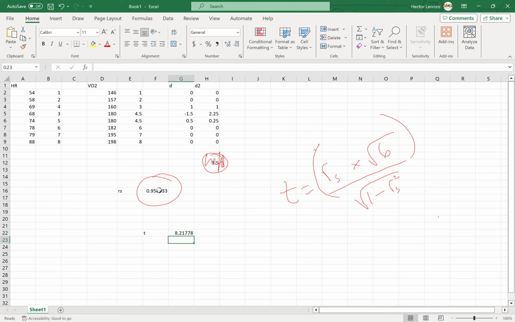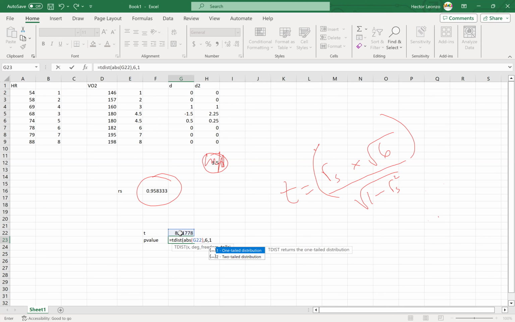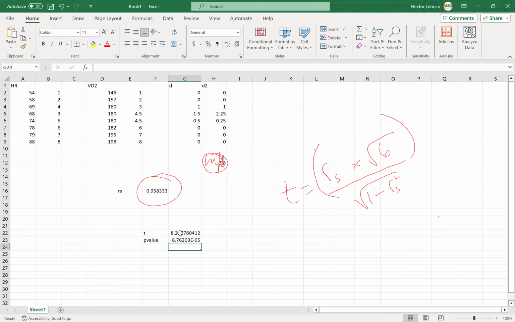So for my P value, I have to go equals T distribution. Because my T is positive, I can just click on it. Now, what if it was not? Let me erase this. I would have gone ABS, absolute value of T, close the parentheses. If I do the absolute value of a positive, it still stays positive, right? My degrees of freedom is 6, comma. The tails, it's 1. Close my parentheses. So you guys see the formula.